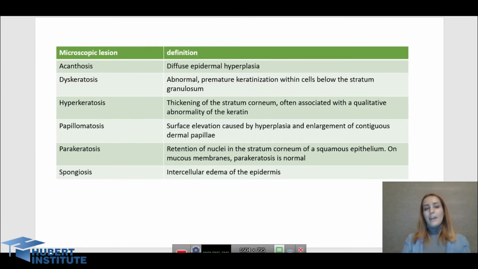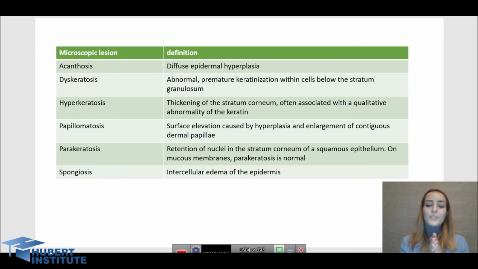In our book, we have a very important table about microscopic lesions in our skin. This table is very important because we can learn some terminologies that we define, and after that, when we are describing a disease, we use these words. So when I say that in psoriasis patients we have acanthosis and hyperkeratosis, you can come back to this table and see what those things are.